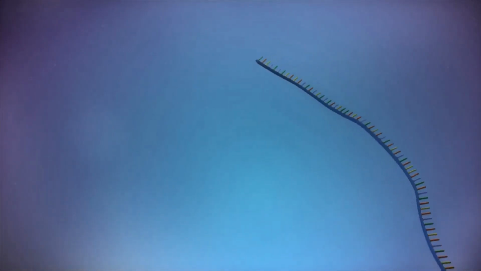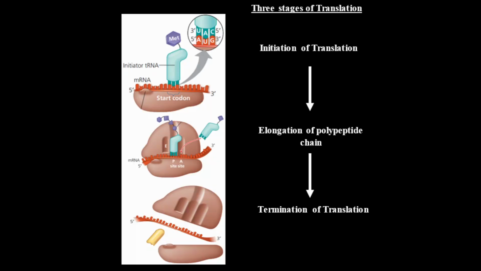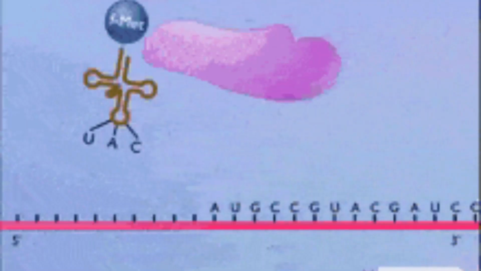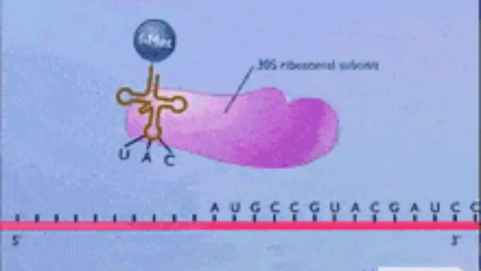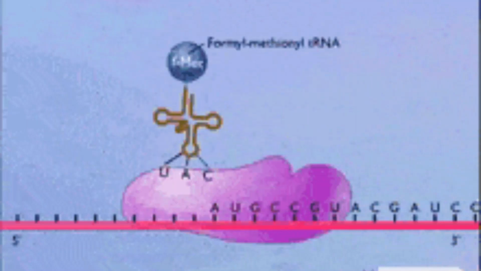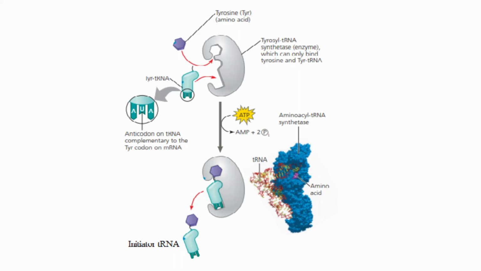This mRNA strand acts as a template for protein synthesis. The translation has three stages. They are initiation of translation, elongation of the polypeptide chain, and termination of translation. During the initiation stage of translation, the small subunit of the ribosome binds to both the mRNA strand and a specific initiator tRNA. An enzyme called aminoacyl tRNA synthetase facilitates the covalent bonding between the transfer RNA and amino acid. This aminoacylated tRNA is known as initiator tRNA and is released from the enzyme.